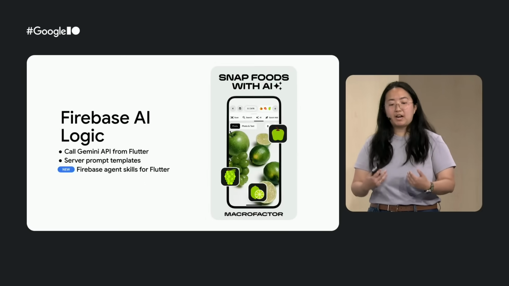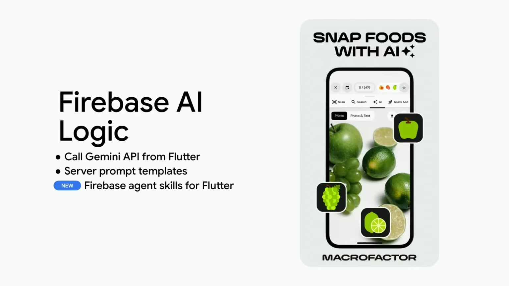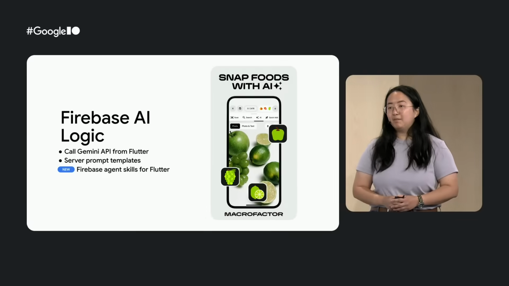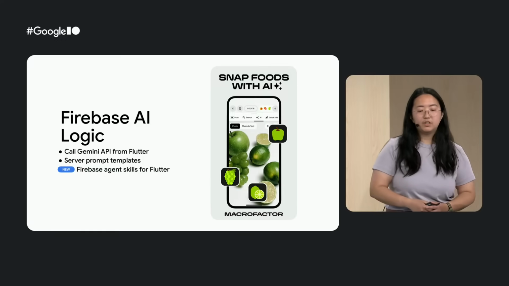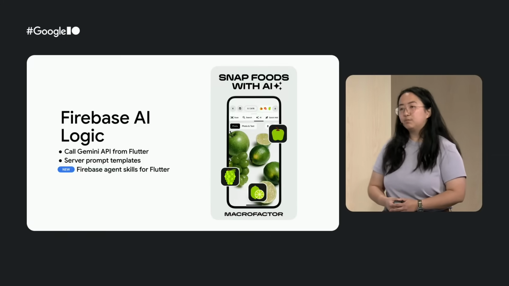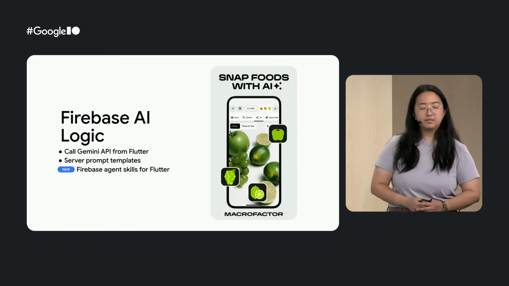I've personally been using MacroFactor to log my meals and macros. It's great for me because I don't want to do all of those macro calculations. Instead, all I have to do is take a photo of my plate, and the app logs it for me. The MacroFactor app is a Flutter app that uses Firebase AI logic to make API calls directly to a Gemini model, leveraging its multimodal vision capabilities to simplify the user journey for logging meals.